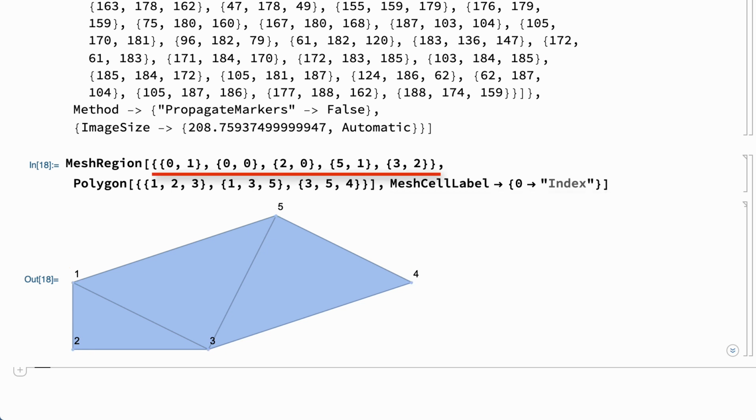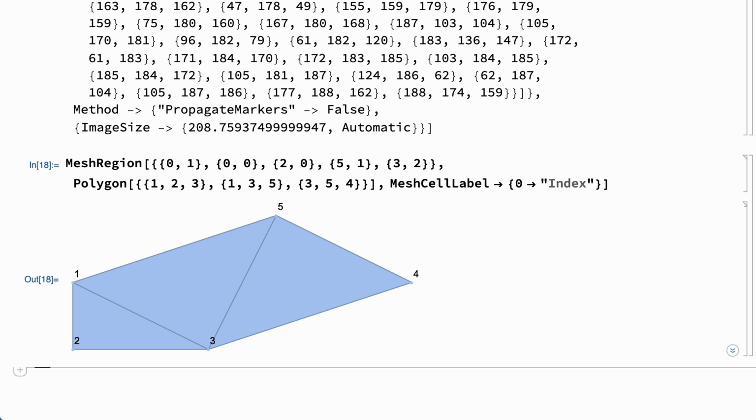The first argument in MeshRegion is a list of pairs giving the coordinates of the vertices, and the second argument is a Polygon expression where the argument of Polygon, rather than using those coordinates directly, uses the position indices of the coordinates in that list of pairs. For example, the list 1, 2, 3 in the Polygon expression specifies a polygon with vertices given by the coordinates at positions 1, 2, and 3 in the list of coordinates. The list 1, 3, 5 specifies a polygon with vertices given by the coordinates at positions 1, 3, and 5 in that list, and so on.